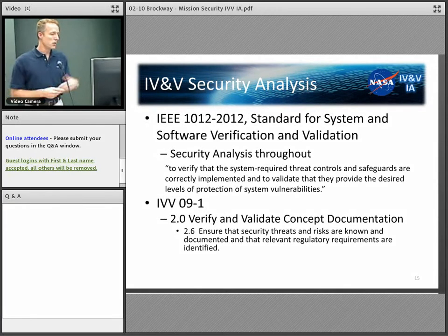We also have here at IV&V a technical framework, and this is one example to where we explicitly have a step to ensure that security threats and risks are known. So again, documented, well understood, and are the drivers such that then relevant regulatory requirements are identified, and then the rest of the journey can take place.